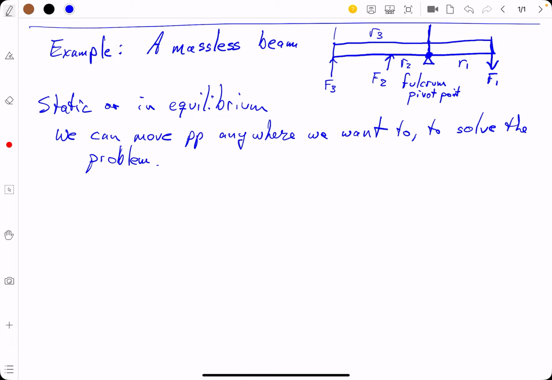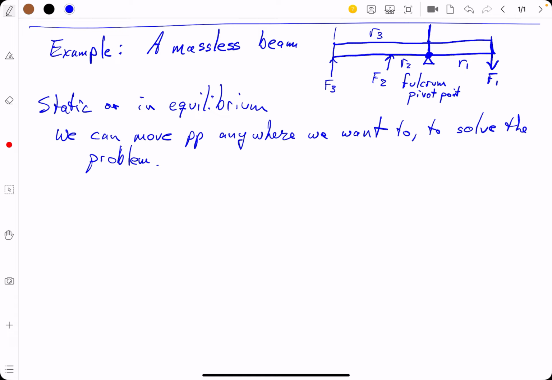So we've got our massless beam. We're not rotating. They're completely balanced, but we've got all kinds of forces happening. We've got F1, R1, F2 and R2, and F3 and R3. Torques and forces are all acting, okay? So we can move that pivot point anywhere we want to solve the problem. That's nice.